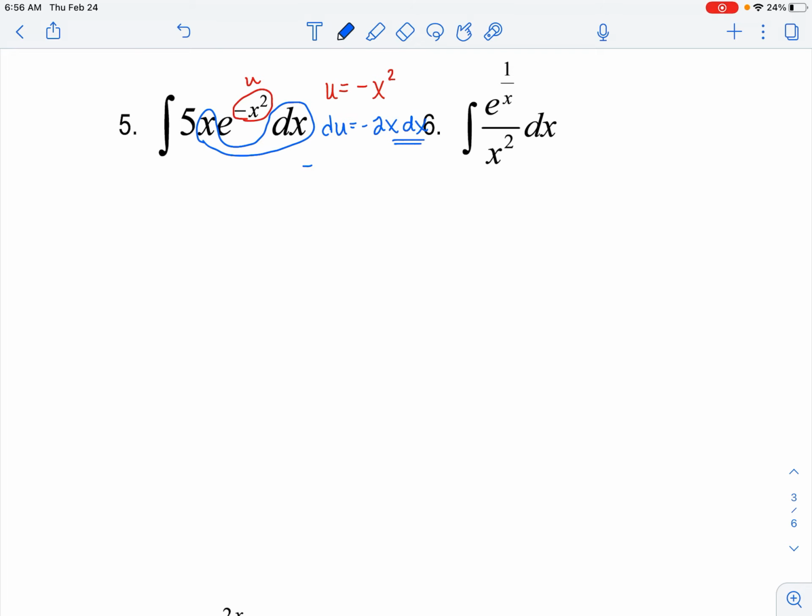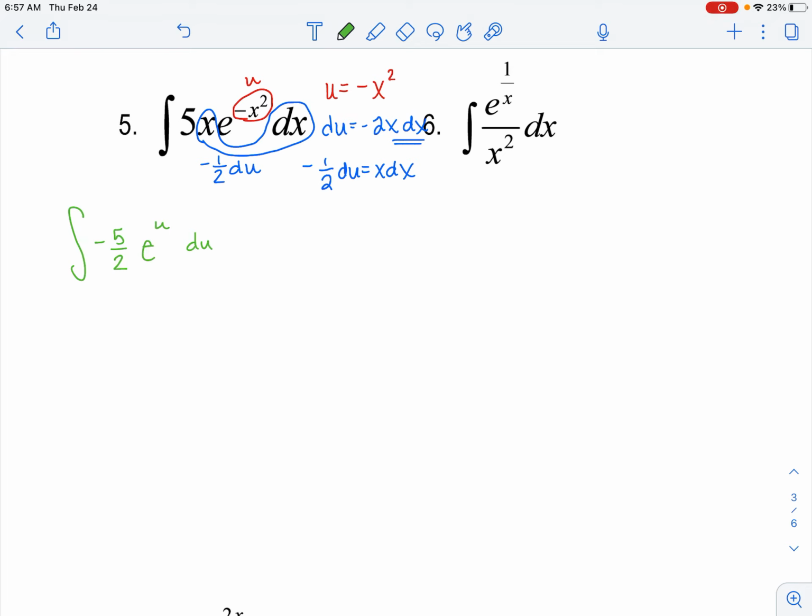So we're going to divide by -2. So -1/2 du equals x dx. So in the blue here, we're going to take out x dx, and in its place, we're going to put -1/2 du. And then we're going to rewrite that all in terms of u. So we have the integral, we have 5, we have -1/2, so we're going to write that as -5/2. And then we have a du, and inside we have e to the u.